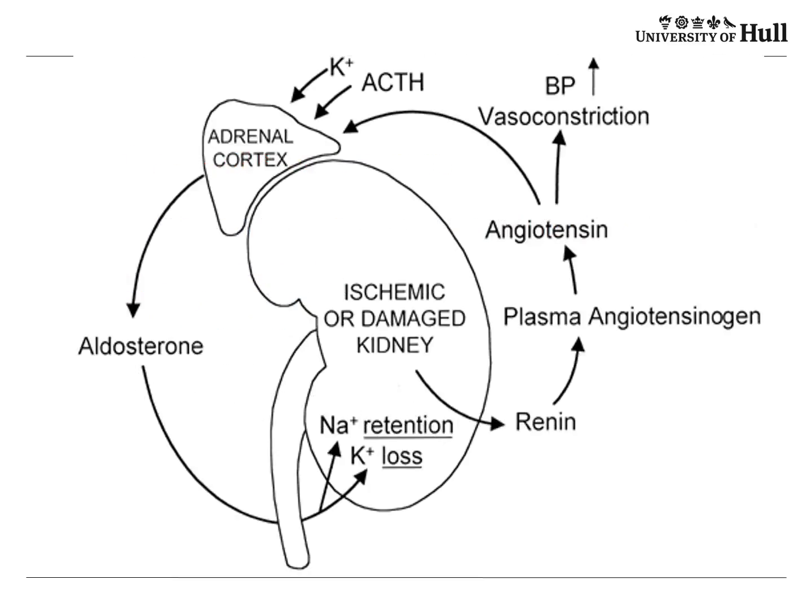And we can see very diagrammatically how this works here. Here we see an ischemic or a damaged kidney. It doesn't have to be damaged. If the blood pressure falls, the kidney releases renin. This is an enzyme which acts on plasma angiotensinogen, turning it into angiotensin, which is a potent vasoconstrictor, and this increases blood pressure.